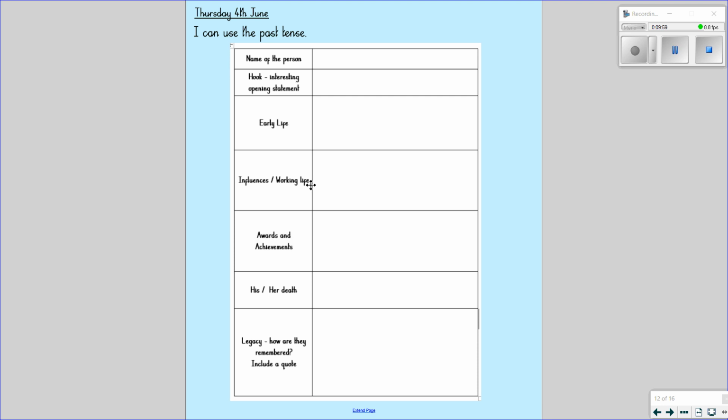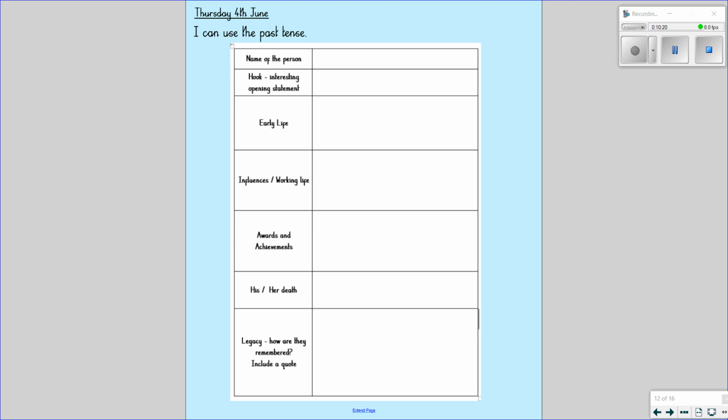That's what we've seen with Roald Dahl. An explanation of early life tends to be your childhood, working life is adulthood, really. The awards and achievements, his or her death, the date, perhaps where they're buried, where they may have died, if they have. If they're still alive, you leave that blank. Legacy, how are they remembered, and include your quote.